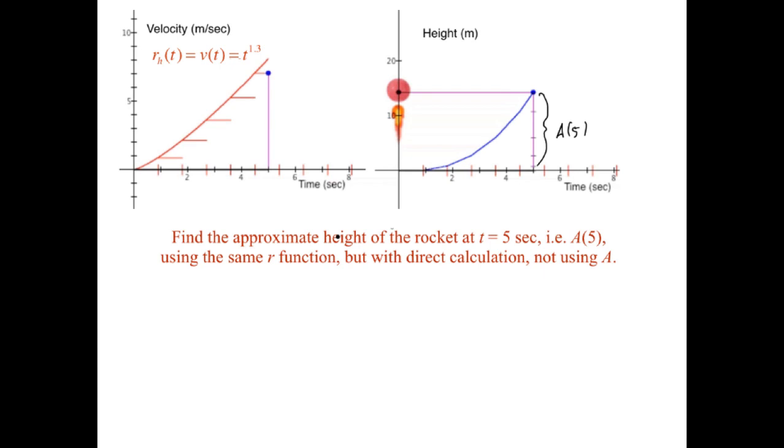What would you do? Your life depends on it, and you've got to find this A of 5 based on r of t that we just found, right? You guys just sketched r of t. This is r, your approximate rate function. How would you get this value A of 5?